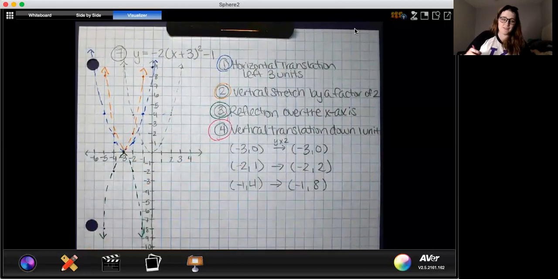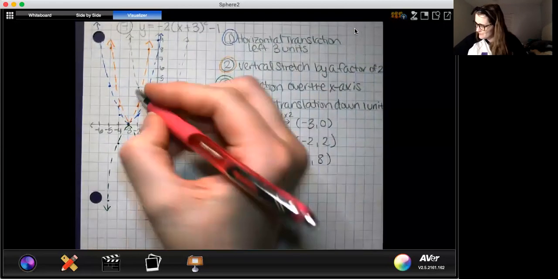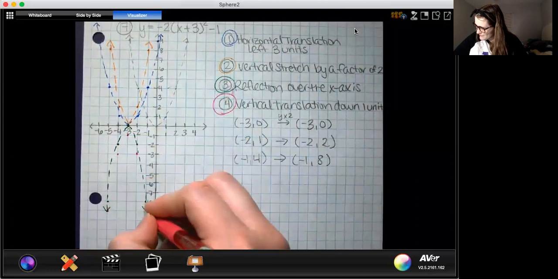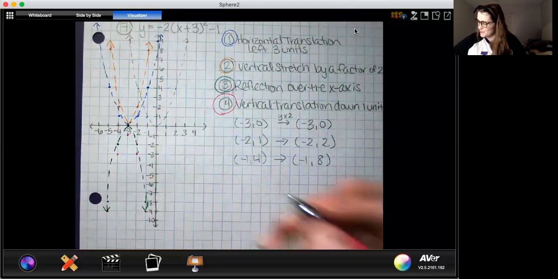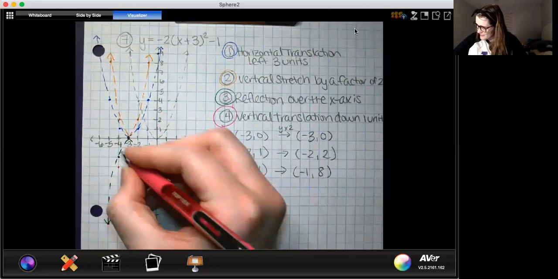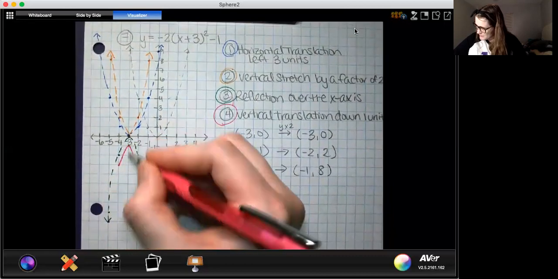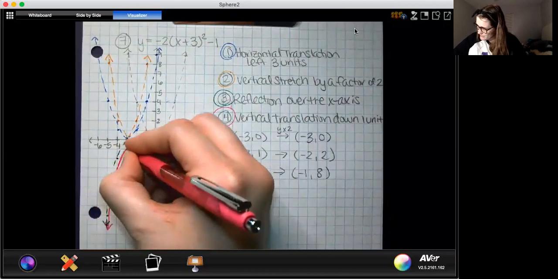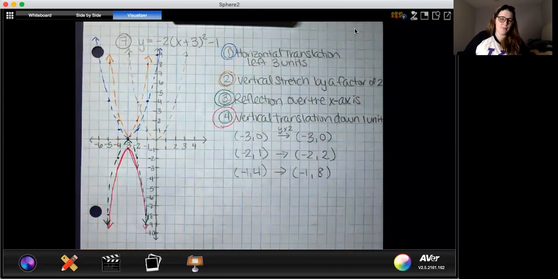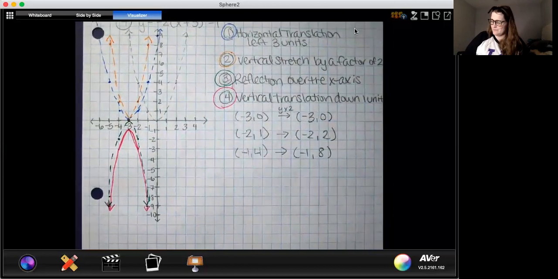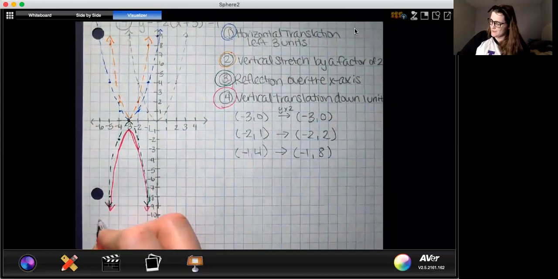And last but not least, this whole thing is going to go down 1 unit. And this is our last one, so we're going to connect it in a solid line. I was a little bit more pointed than it should have been. There we go. And my last color.